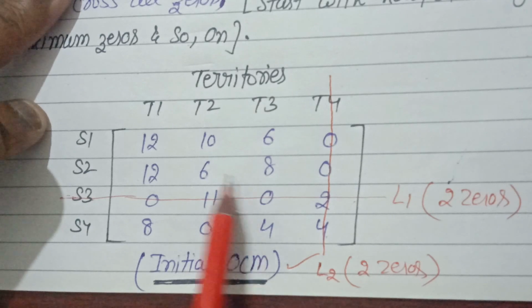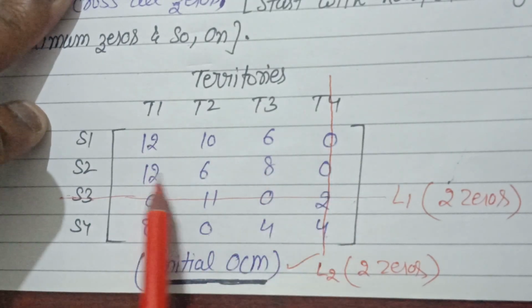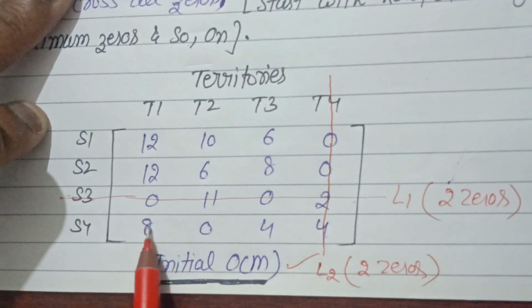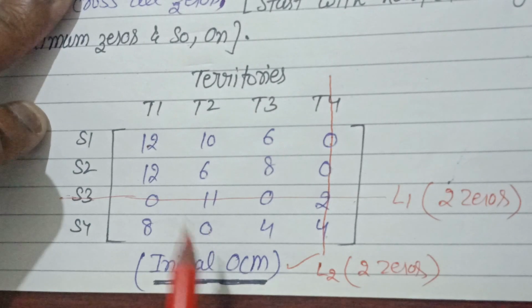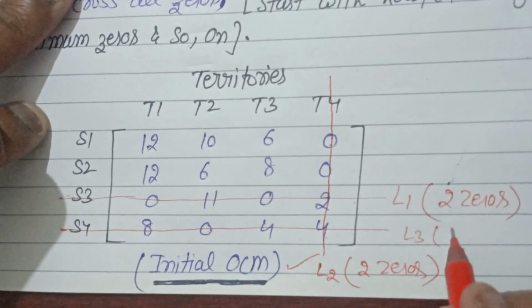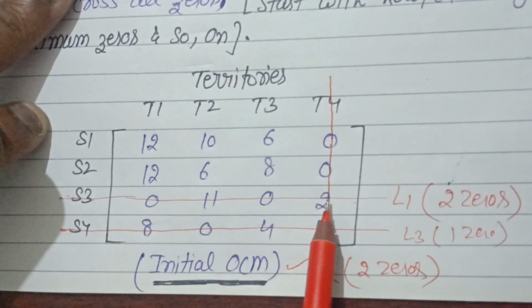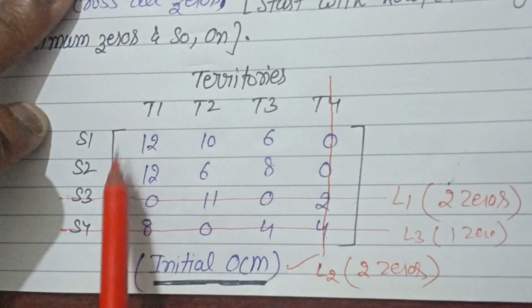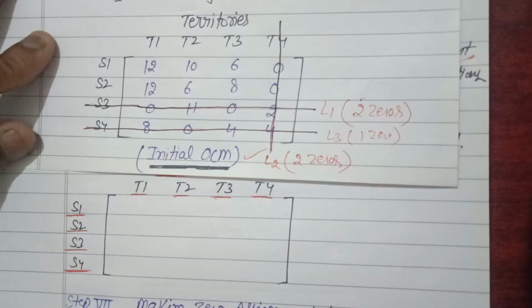Now you will see that there is no zero left in this row, no zero here, but there is a single zero available here, so we can cross this row. This is L3 and it has a single zero. Now you will see that all zeros have been crossed. So now we will generate a new revised matrix on a new page.